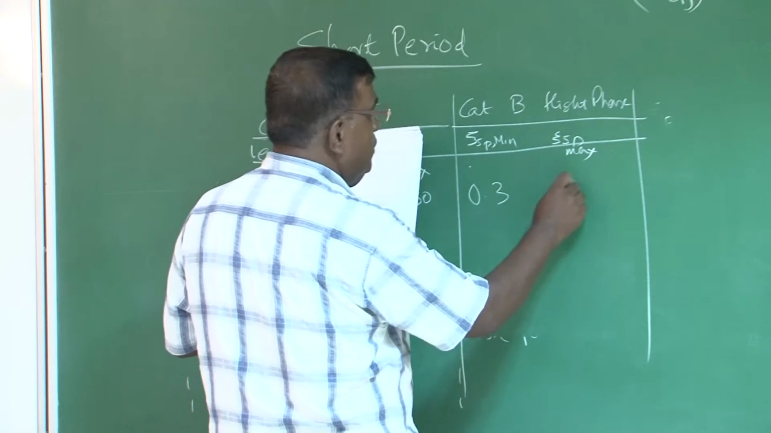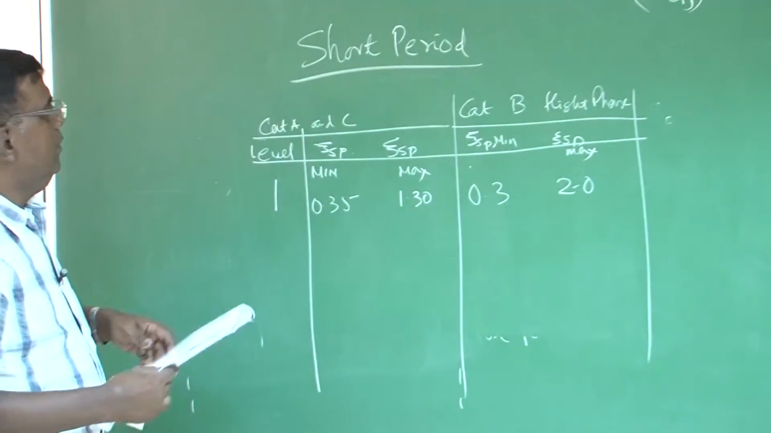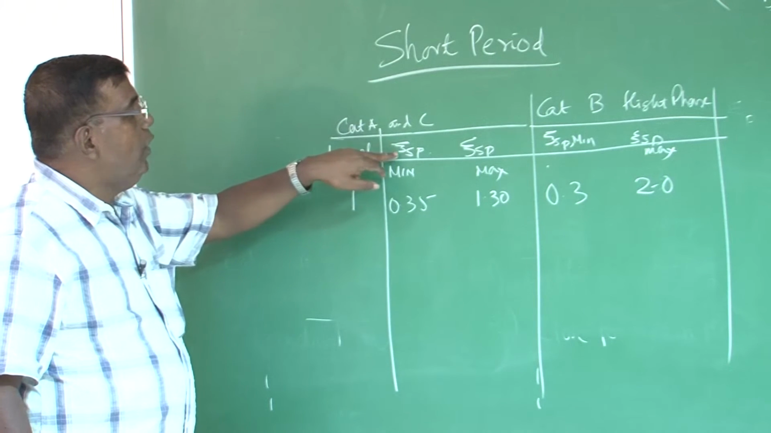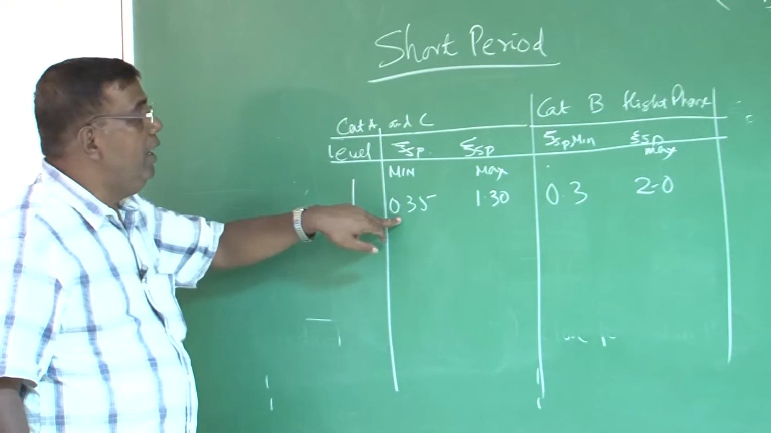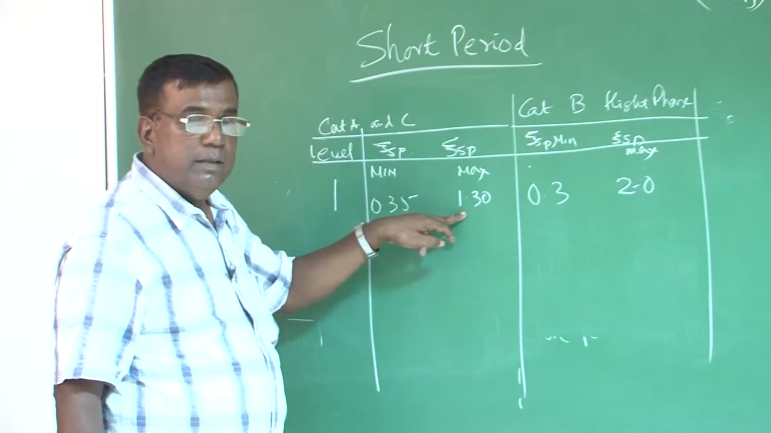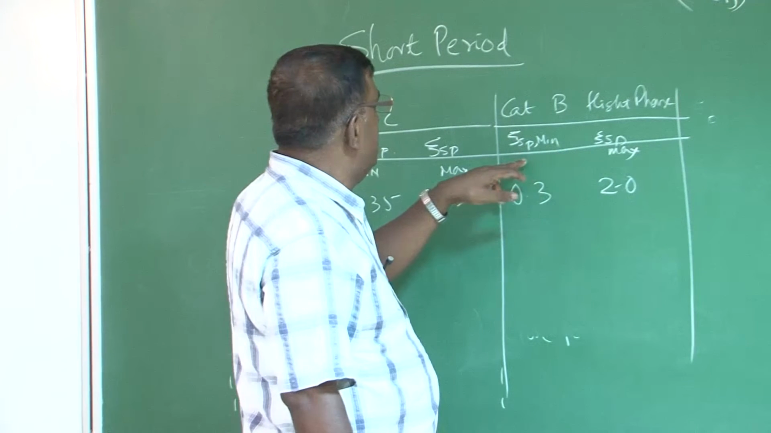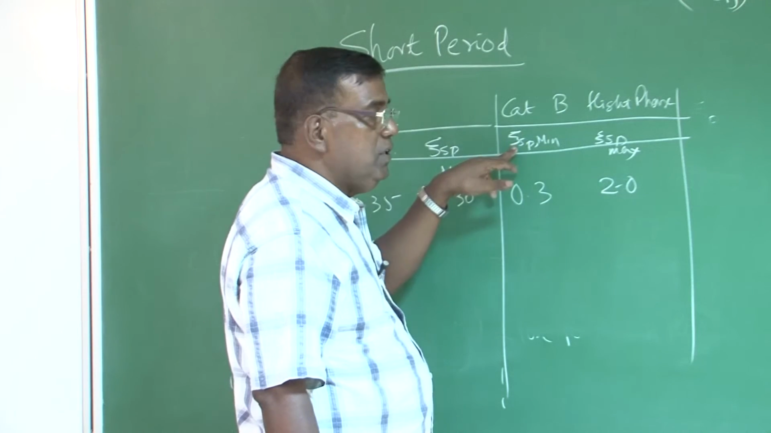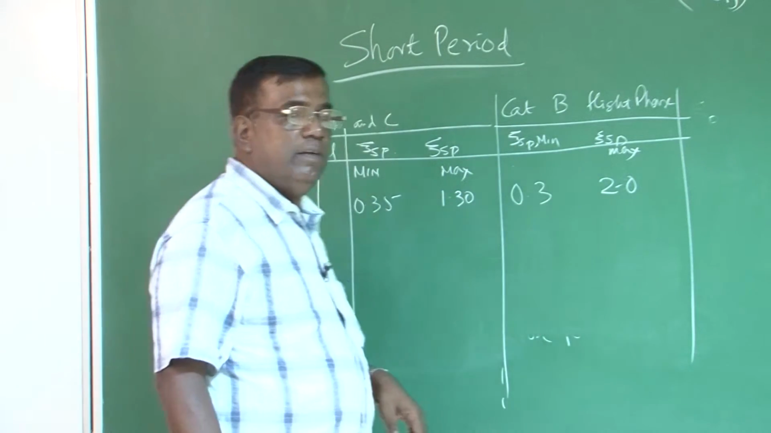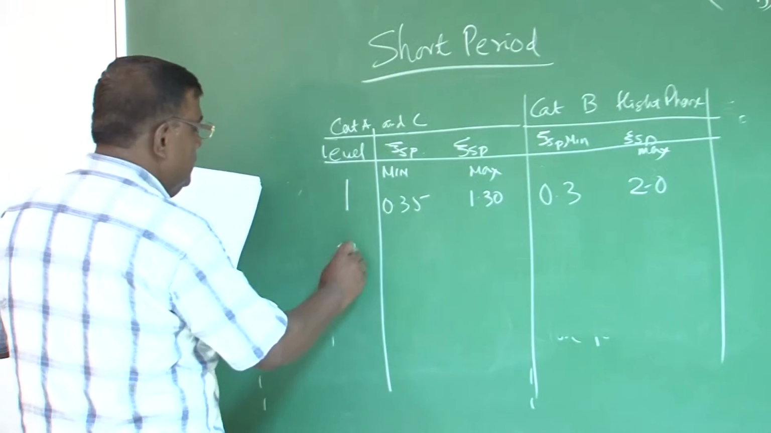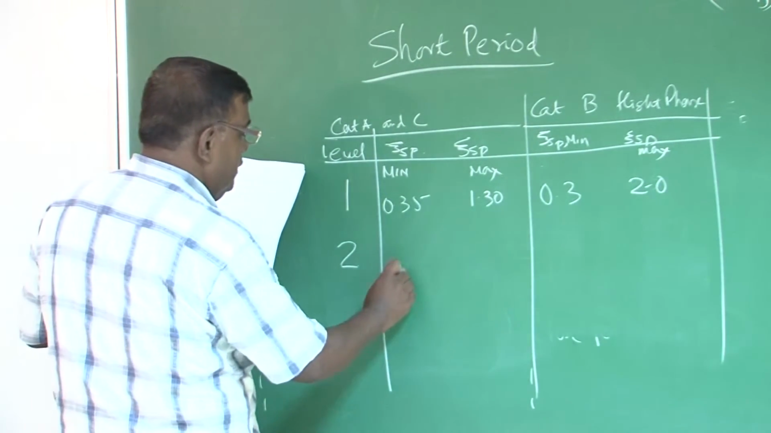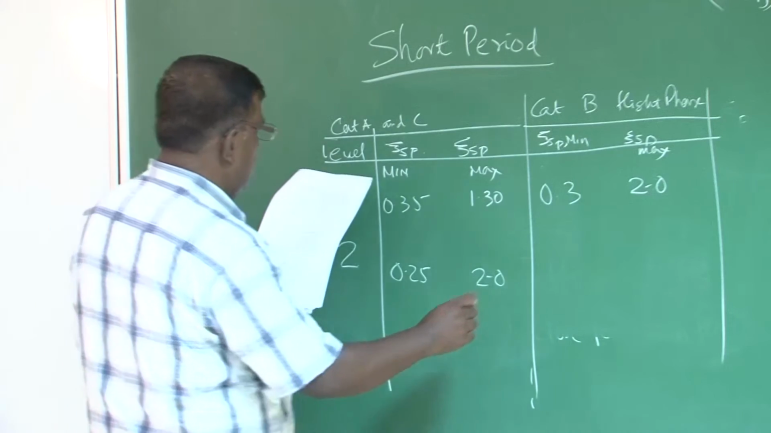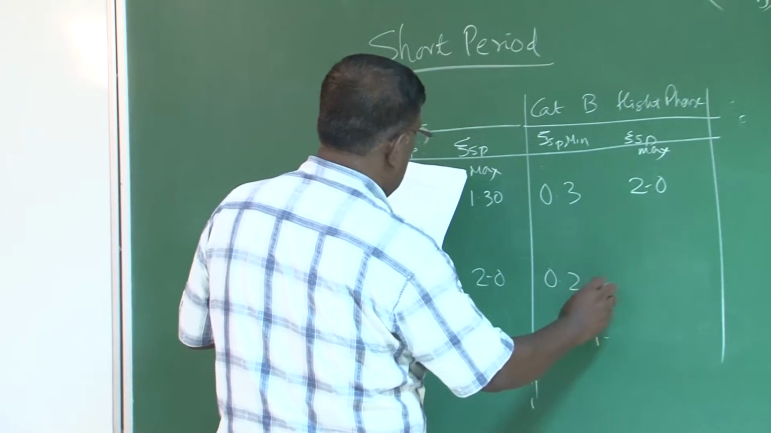For this it will be 0.3 and 2.0. Please understand, for category A and category C airplane, for level 1 qualities, the short period damping ratio minimum should be 0.35 and maximum it could be 1.3. For category B flight phase, for level 1, the short period damping ratio minimum should be 0.3, maximum 2.0. Okay? For level 2, it is similarly 0.25 and 2.0, here it is 0.2 and 2.0.